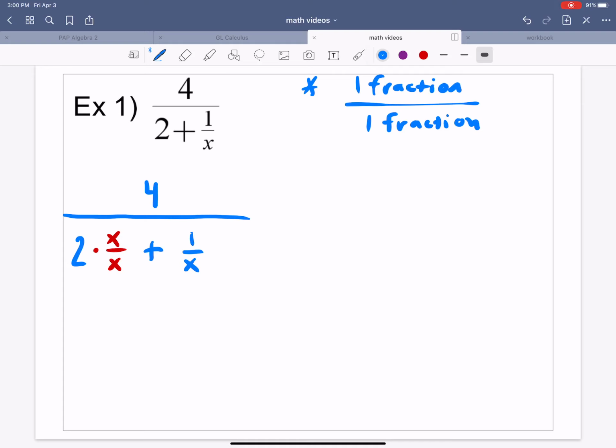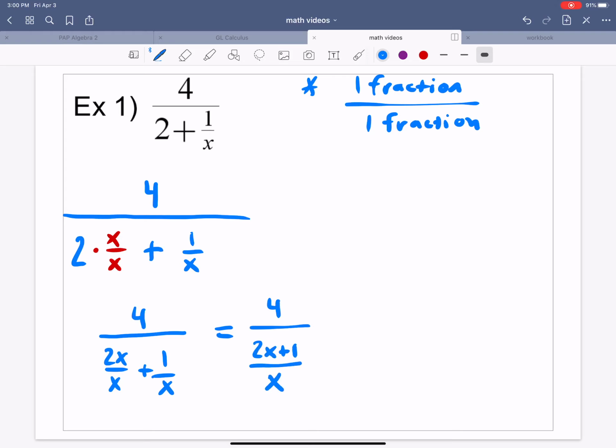So when I do that, I get 4 over 2x over x plus 1 over x, okay? So what we can do is we can take that bottom and finally get it into one fraction. It becomes 2x plus 1 all over x, okay? So now we've achieved our goal. We have one fraction over one fraction. So now what we do is we are going to divide. We're going to rewrite this as a division problem.